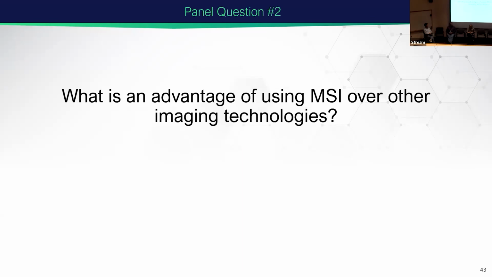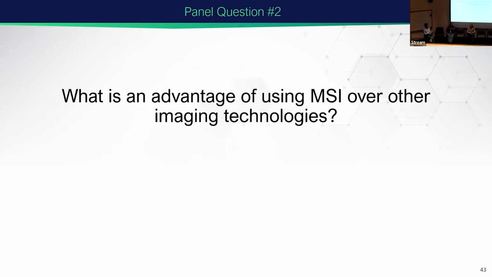So John, I'll ask you the same question. What do you think an advantage of mass spectrometry imaging is that you've used over anything else? So especially in terms of TOF-SIMS and NanoSIMS. I guess the main advantage is the chemical information you get at such a small scale, potentially.